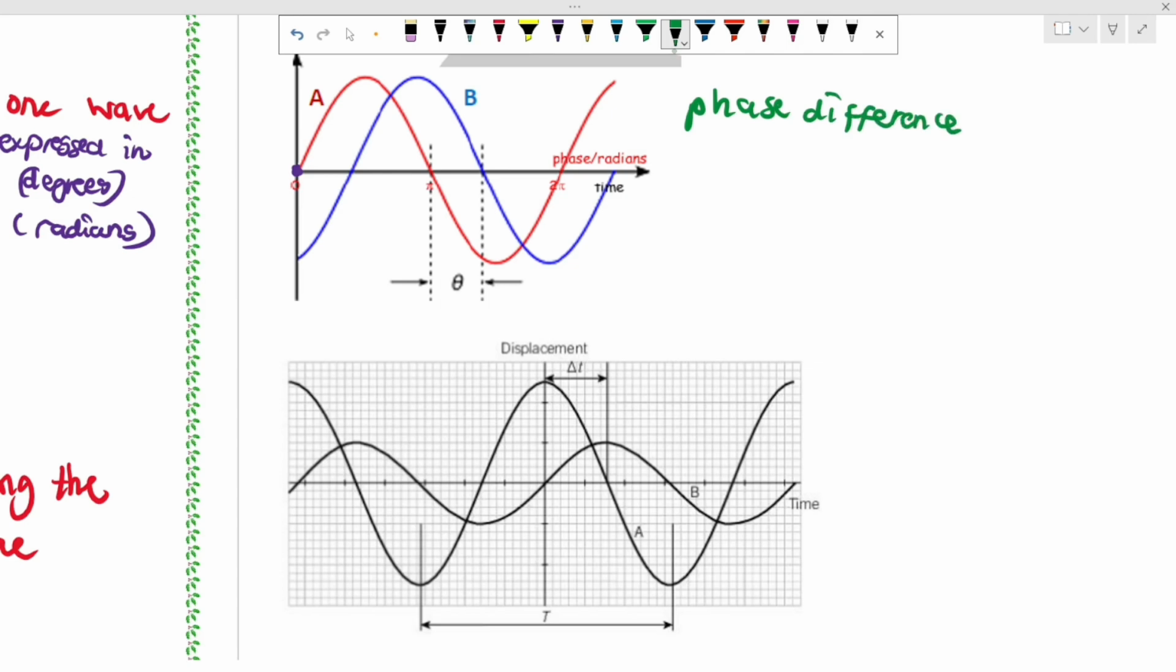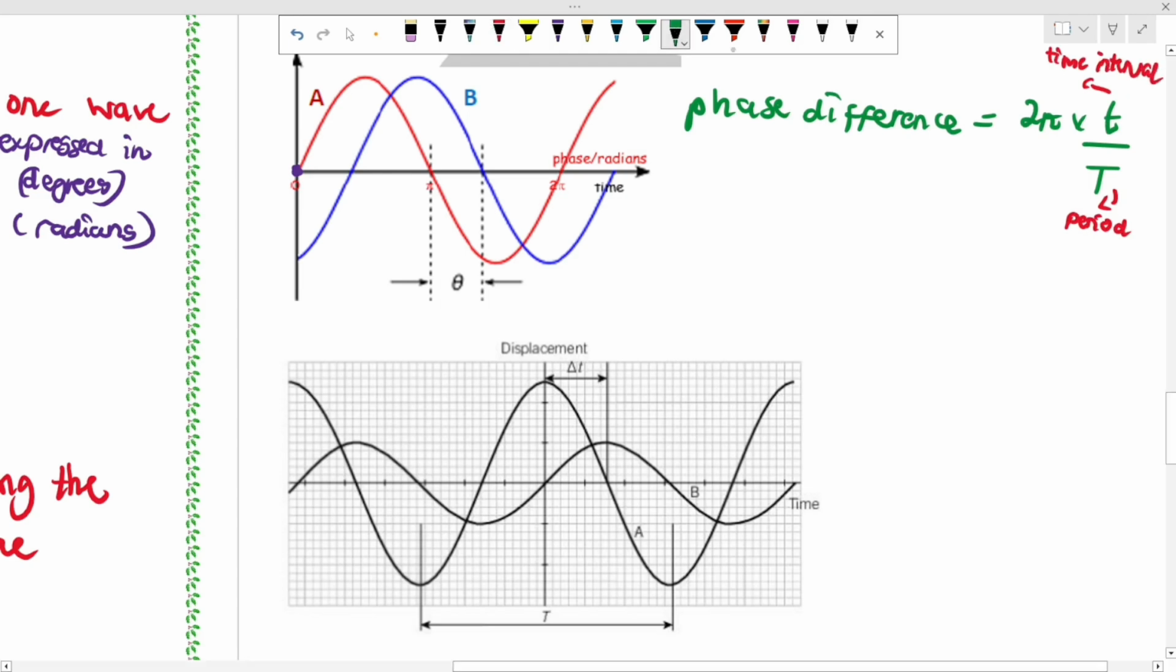Phase difference is essentially going to be 2 pi times the time interval between 2 points in phase, divided by the time it takes. T is basically the period, and this is the time interval between 2 points. And then you can sort of swap if you're fancy. This is expressing it in radians. If you're fancy, you can express this in degrees, so you can put 360 degrees instead of that.